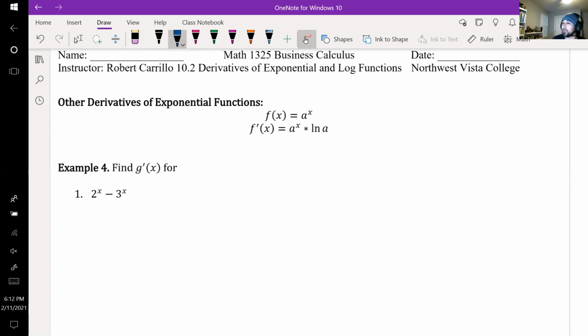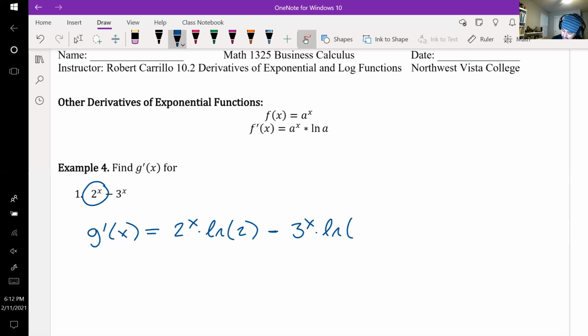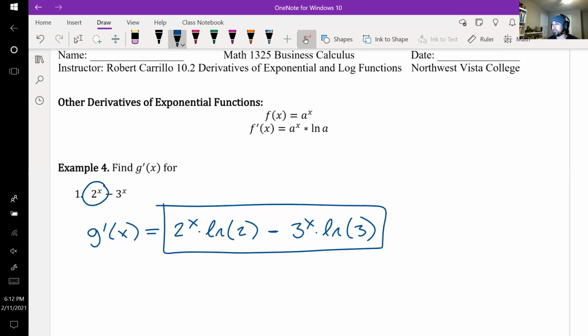So if we try it below on 2 to the x minus 3x, if I say g prime of x, and following that formula, what would be the derivative of 2 to the x? 2 to the x times ln 2. There you go. Minus, what's the derivative of 3 to the x? 3 to the x times ln 3. So natural log of 3, not natural log times 3. Because remember, that 3 is inside the natural log. So 3 to the x times the natural log of 3. And that's it. That's ugly. Can't do anything else with it.